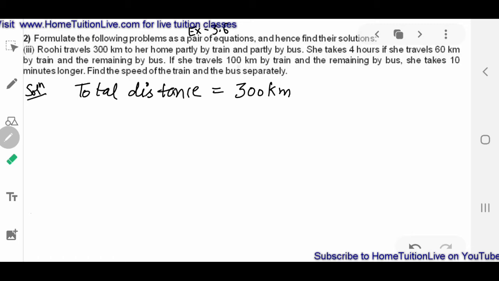If she travels 100 kilometers by train, then the remaining by bus. So this is 200 by the bus. She takes 10 minutes longer. So we will convert this 10 minutes into hours. 4 hours 10 minutes. Find the speed of the train and the bus separately. So what we have to find? Speed of the train and speed of the bus.